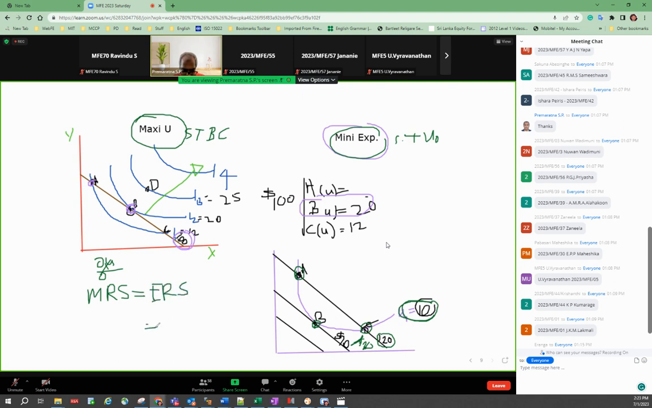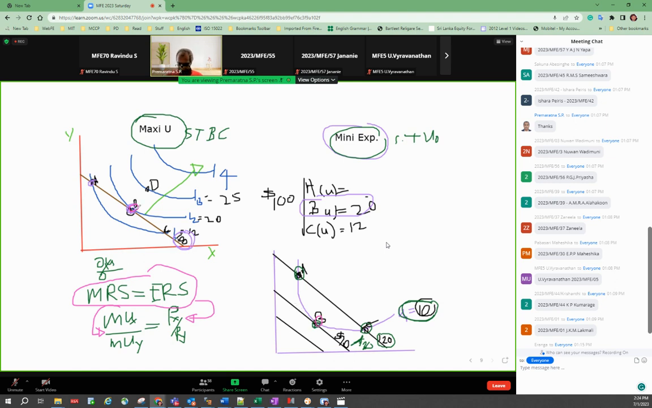ERS. Now you can see at this point, whether you do minimization or maximization, in that way we use the word duality, we can solve the problem. And then the equilibrium point, it is the same condition: MRS equal ERS. So this is the MRS, so this is the ERS. So it doesn't matter maximization or minimization, you can see.